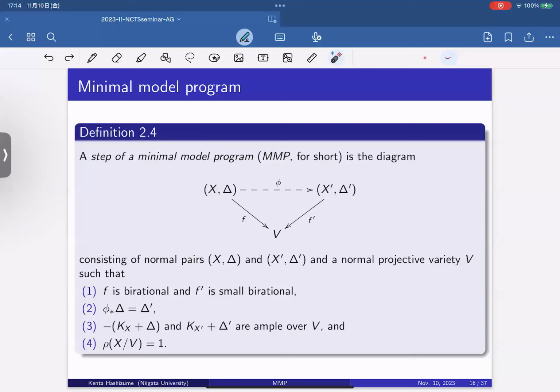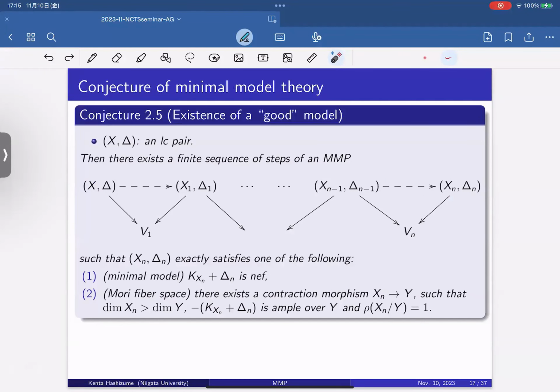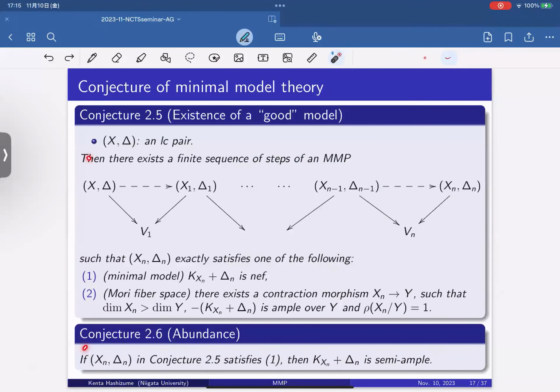I would like to remark that in this definition, these pairs are not necessarily log canonical. I defined the diagram for any pairs. These two conjectures are the most important and fundamental conjectures in the minimal model theory.